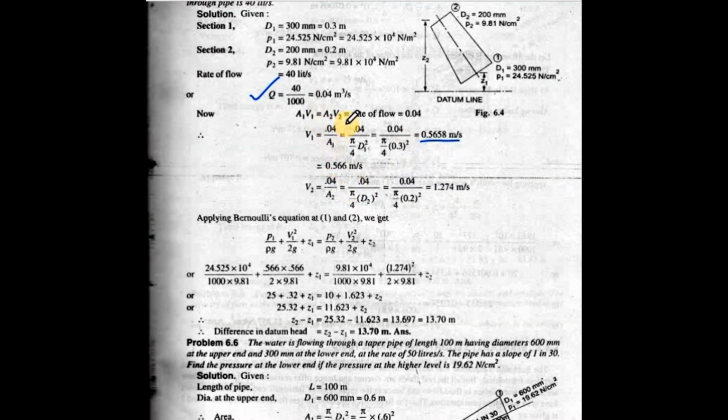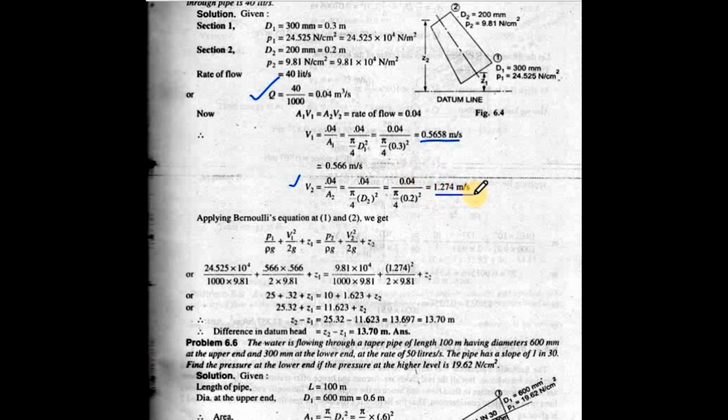After that, the second discharge divided by the second area. So from here we get the second velocity, which is coming out to be 1.274 meter per second. Now we have got the velocity, so we'll put it in Bernoulli's equation, applying Bernoulli's equation between 1 and 2.